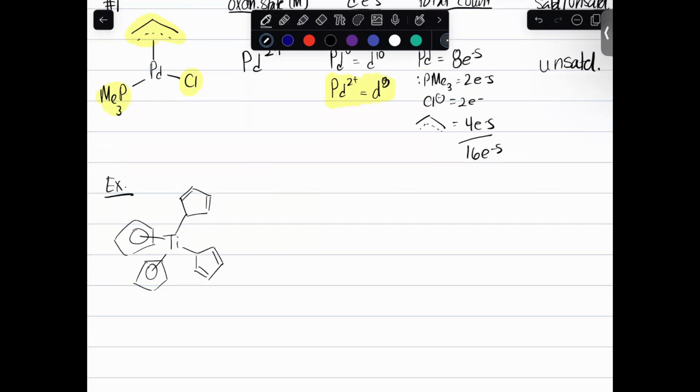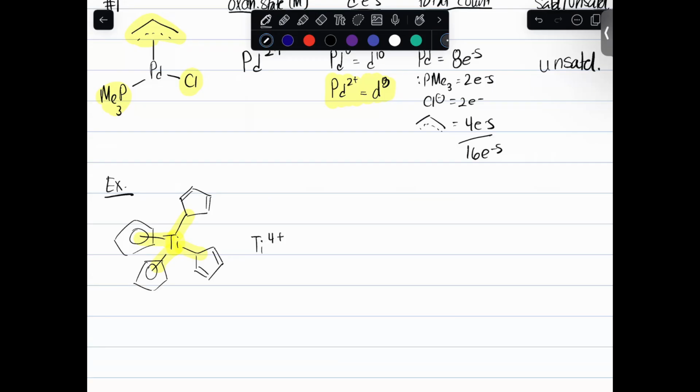So we've got this titanium system. Please notice that these are all Cps, right? Regardless of how they're bonded to the metal, they're all Cp systems. And so because they're all Cp systems, there is a -1 oxidation state for each one of these ligands, which means that the oxidation state for the metal is titanium 4+.